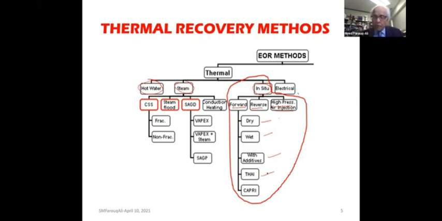Let me put it this way, right up front: reverse combustion in general doesn't work. Additives don't work. THAI and Capri, don't touch them unless you want to do research. So I'm telling you, this is the state of the art. Things will change, and if I have time, I'll tell you the limitations of these.